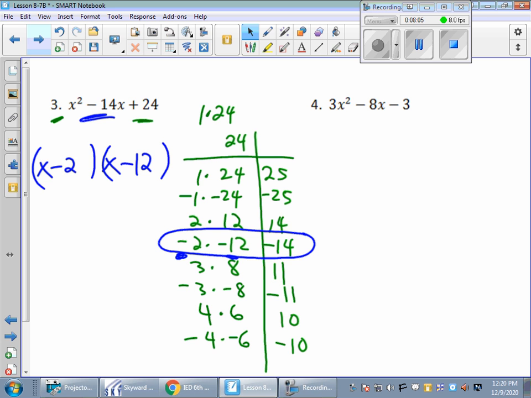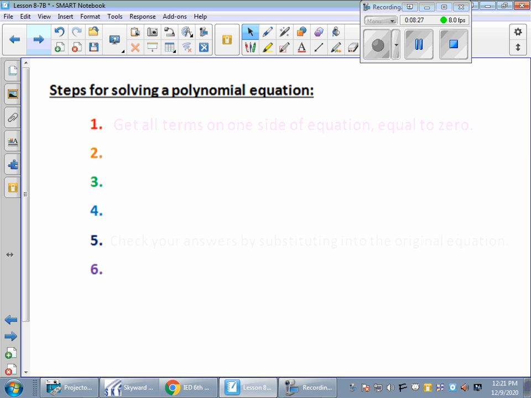And again, you can always multiply that through and double check. So we get x squared, a negative 2x, and a negative 12x adds up to negative 14x. Negative 2 times negative 12 is a positive 24. The next one I'm going to skip so I can get on to the next part, but you can go through that. I think we factored a lot of those trinomials.